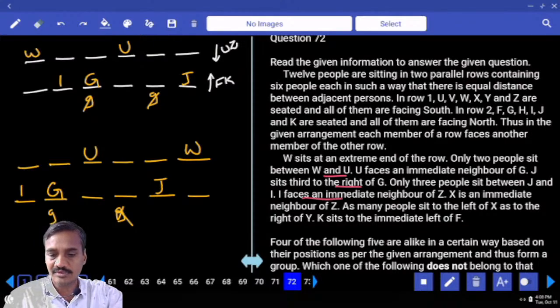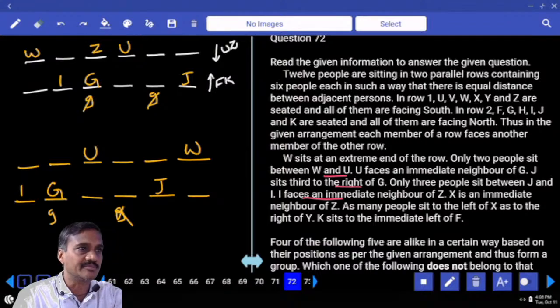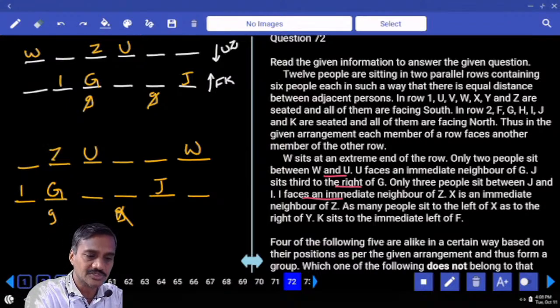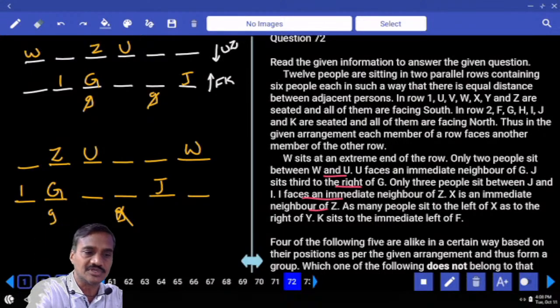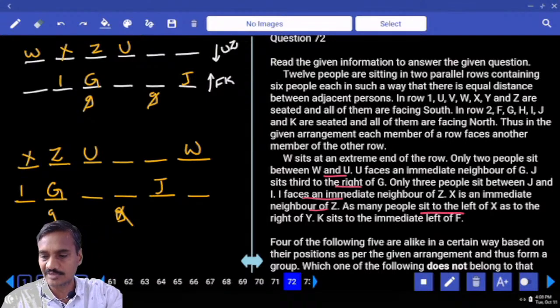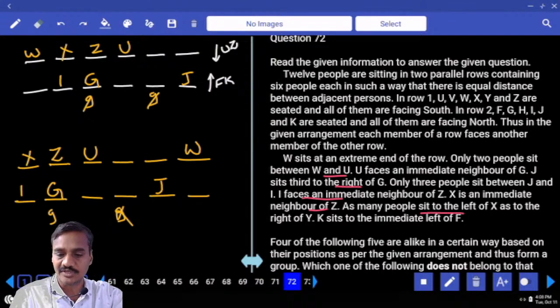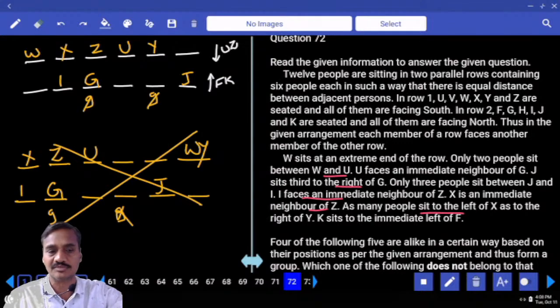And I faces an immediate neighbor of Z. I is facing an immediate neighbor of Z. X is an immediate neighbor of Z. X is here. X is at this place. And as many people to the left of X and to the right of Y, Y must be here. Now X is here, W and Y must be in the same place, not possible.